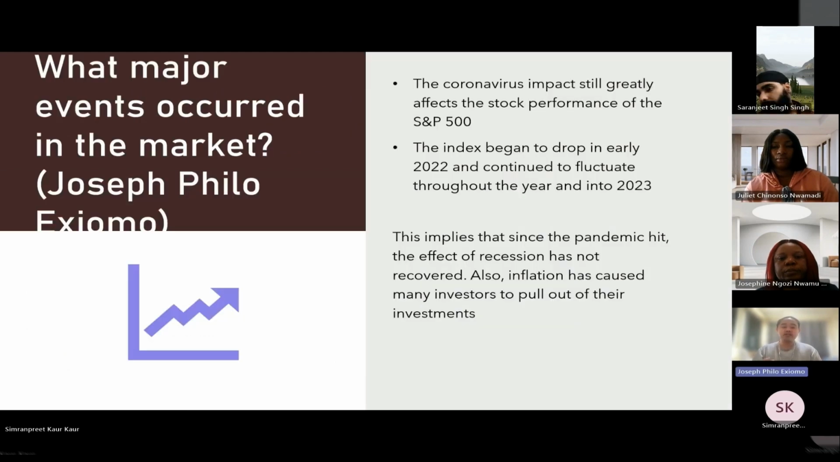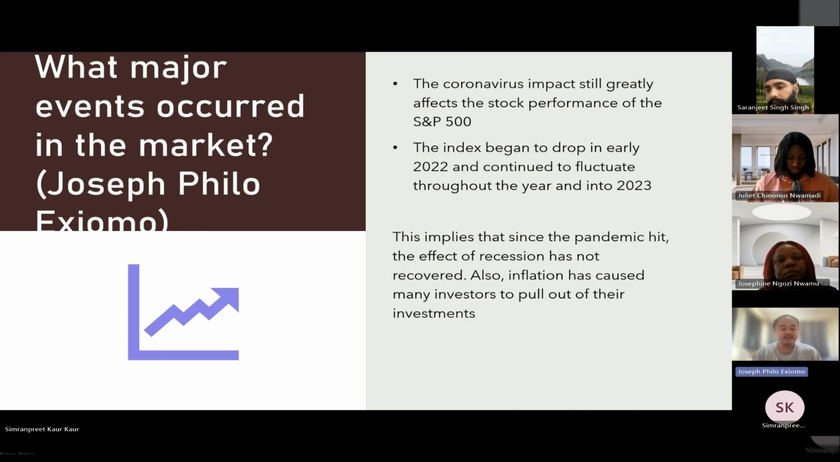But before that, we need to look for the major events that occurred in the market. First thing is the coronavirus, which still has an impact on the stock performance of the S&P 500. The index began to drop in early 2022 and continued to fluctuate throughout the year into 2023. As you can see, this implies that the pandemic has a real impact on the recession, and until now the company or the stock has not yet recovered from then. Also, inflation has caused many investors to pull out of their investments.